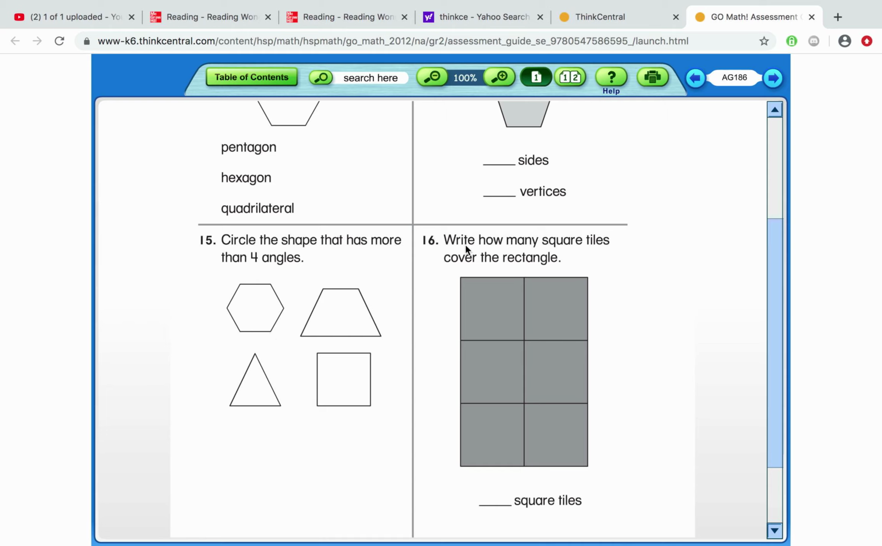Number 16. Write how many square tiles cover the rectangle. This should be pretty easy. It's just like counting in kindergarten. Go ahead and write the correct answer. All right, you're able to fit 6 1-inch tiles over top of this rectangle. 1, 2, 3, 4, 5, and 6. Nice job, friends.